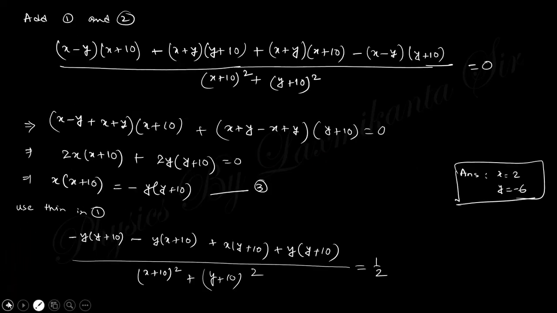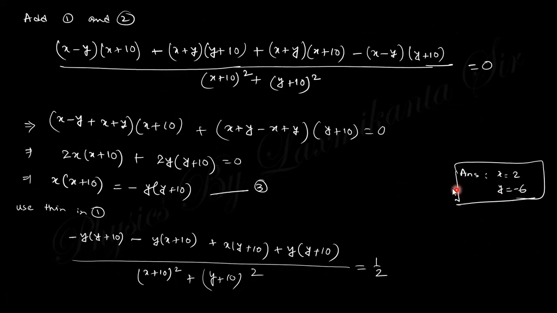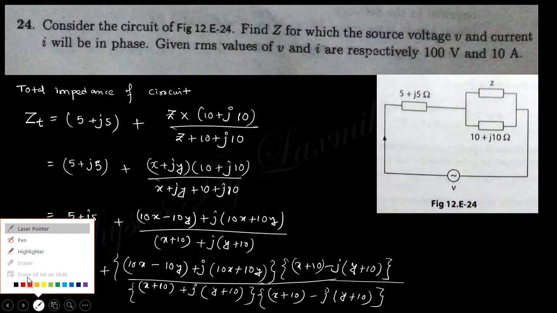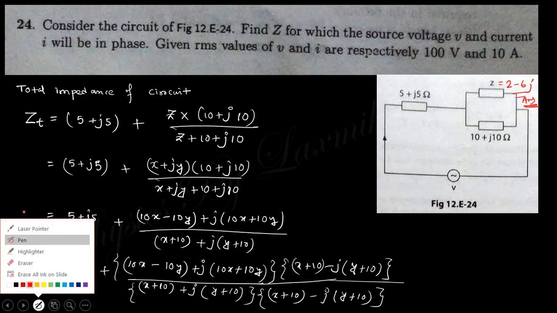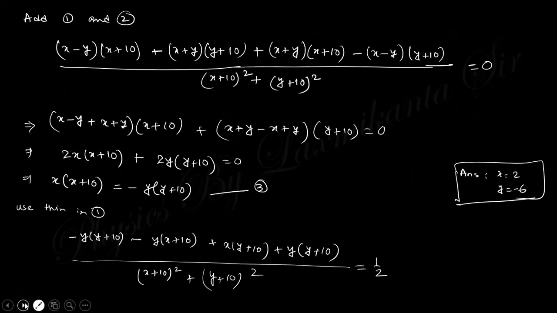Try to solve these two equations so that you get these two answers, x equal to 2, y equal to -6, then z is nothing but 2 minus 6j, like that. Okay, this is the answer. You try this, and if anyone can do this, you must comment in the comment box. Go to the next question.